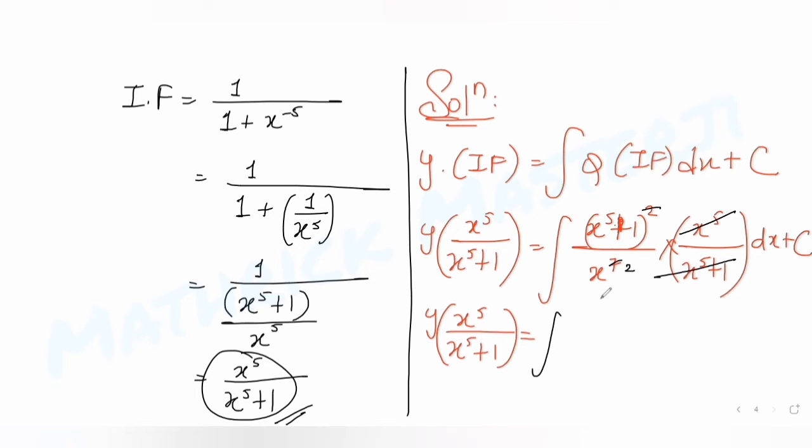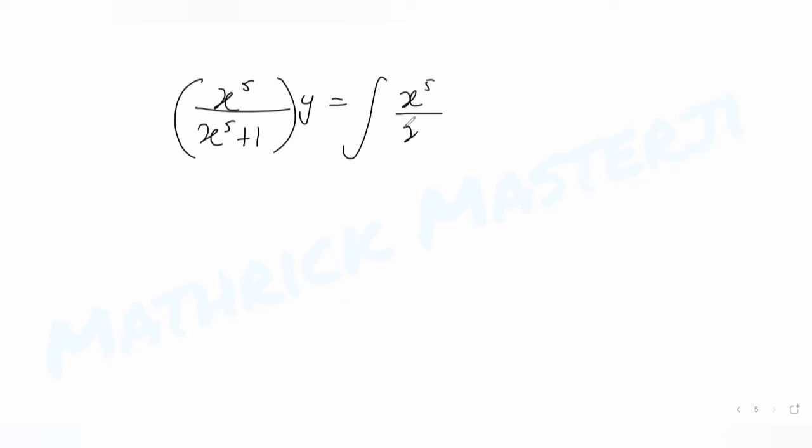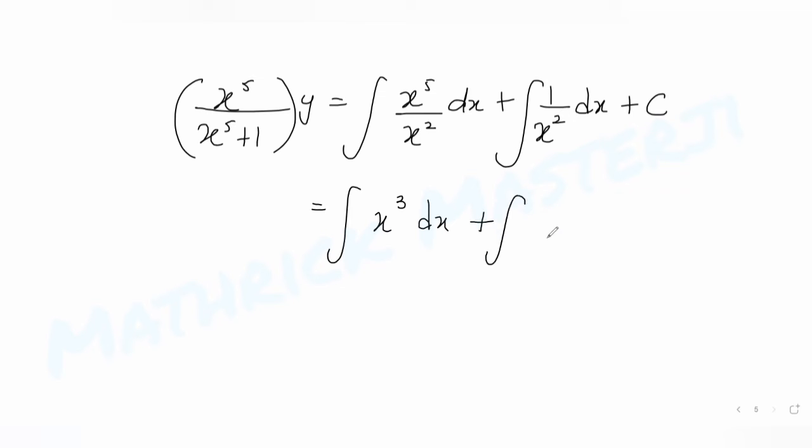So the integral of, you get x raised to 5 plus 1 divided by x squared dx plus c. From here, if I see the solution, I get y times x raised to 5 over x raised to 5 plus 1 equals the integral of this entire thing. If I separate it, the integral of x raised to 5 over x squared dx plus the integral of 1 over x squared dx plus c. So from here I get the integral of x cubed dx plus the integral of x raised to minus 2 dx plus c.